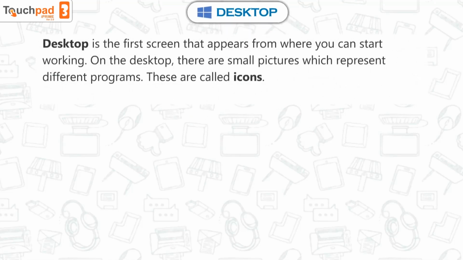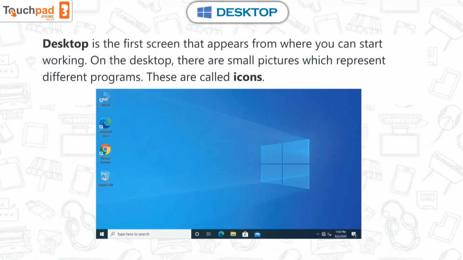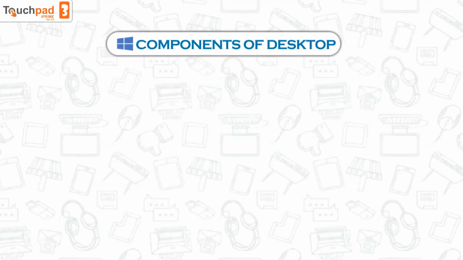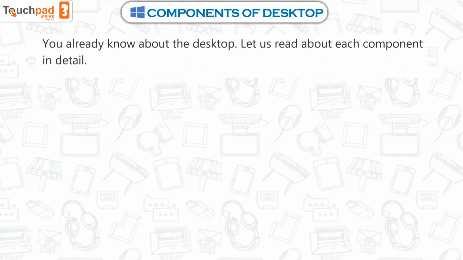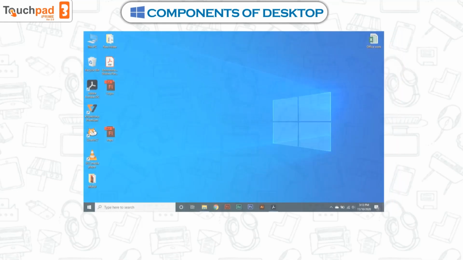Desktop. Desktop is the first screen that appears from where you can start working. On the desktop, there are small pictures which represent different programs. These are called icons. Components of desktop. You already know about the desktop. Let us read about each component in detail.